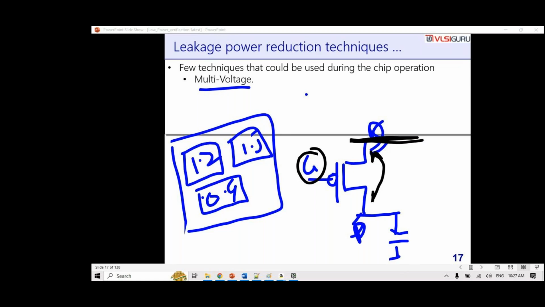It is the drain voltage. Yeah, please tell me. Yeah, it's the drain to source voltage. It is the drain to source voltage we are talking about basically.